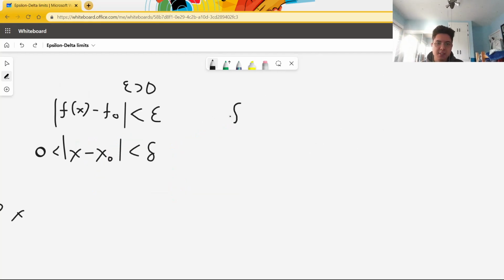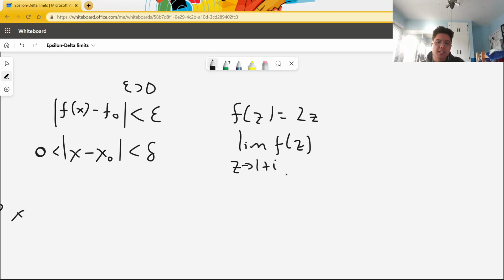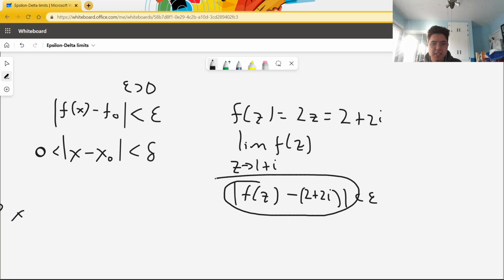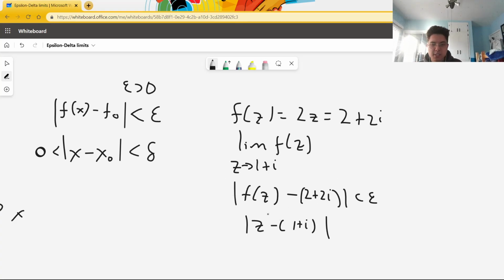As an example, let's consider the function f of z equals 2z, and we want to know the limit of this function as z approaches 1 plus i. Obviously, the limit of this function is equal to 2 plus 2i, but we need to prove it using an epsilon delta proof. So we need to show that f of z minus (2 plus 2i) is less than epsilon whenever z minus (1 plus i) is less than delta and greater than 0.